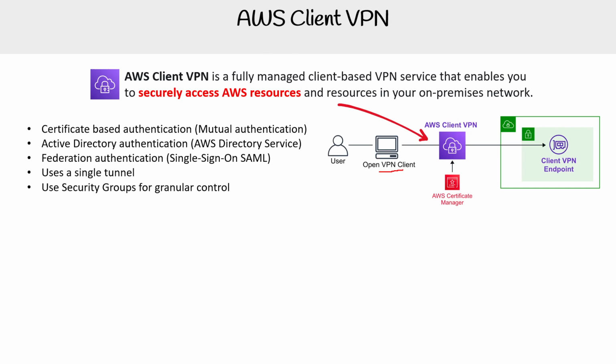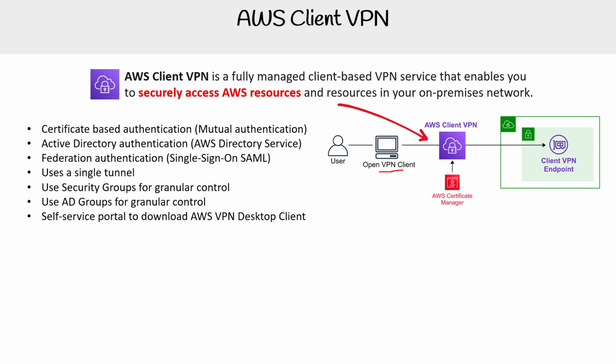It uses security groups for granular control. It can use Active Directory groups for granular control. Again, depends on how you are authenticating and if you are bringing in your directory service. It has a self-serve portal to download the AWS VPN desktop client, which I think last time I used this, that didn't exist, so that's kind of interesting.